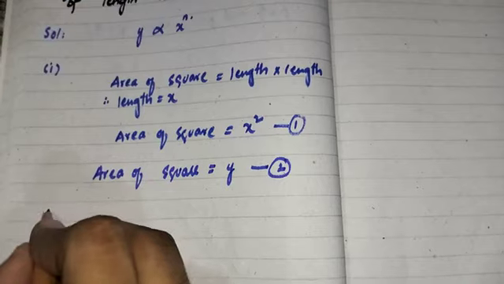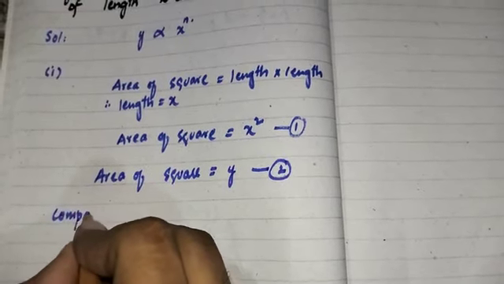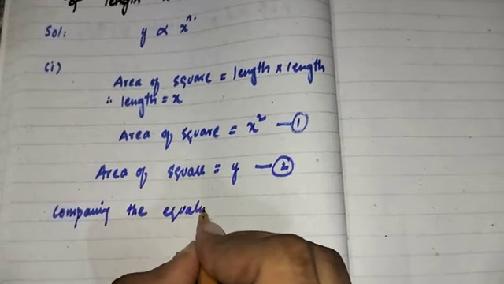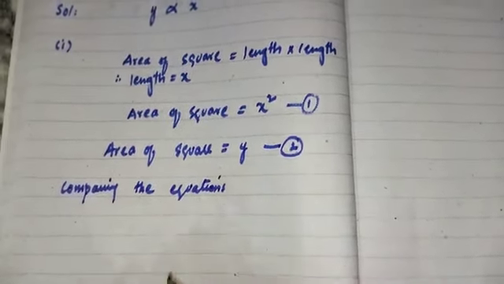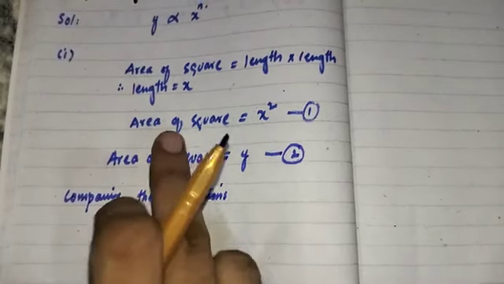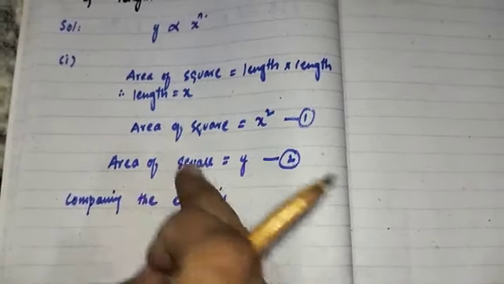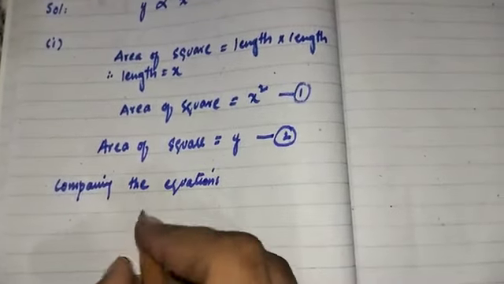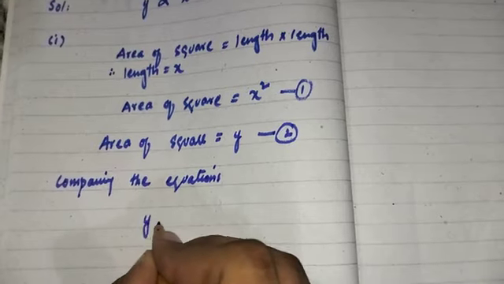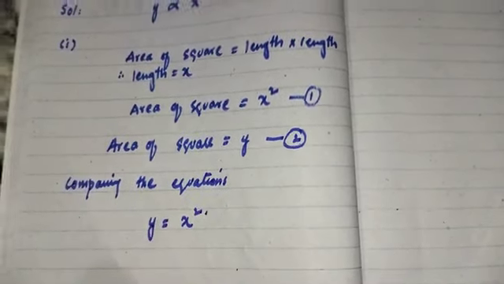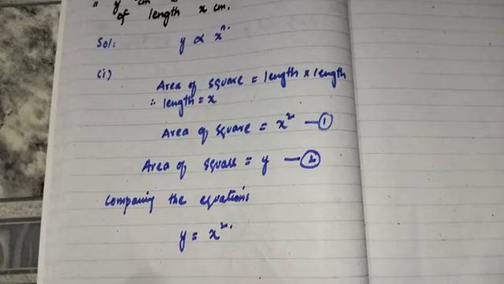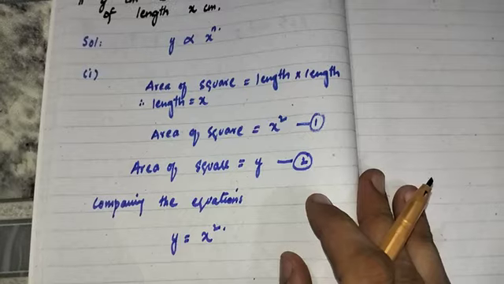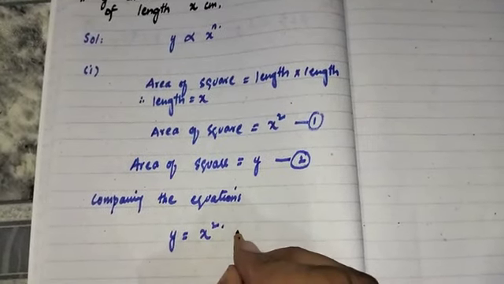So by comparing the equations, we know that x square is the area of the square and y is also the area of the square, so x square must be equal to y, or y is equal to x square. This is the value obtained. This is equation number 3.